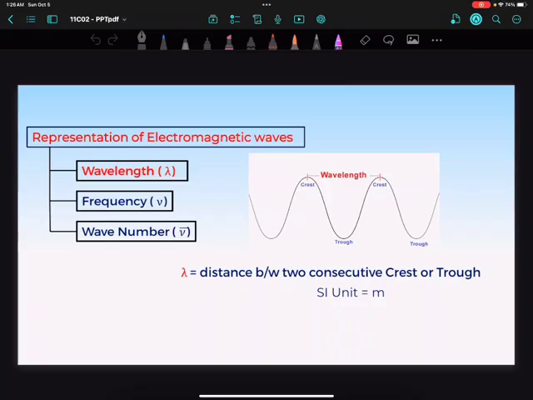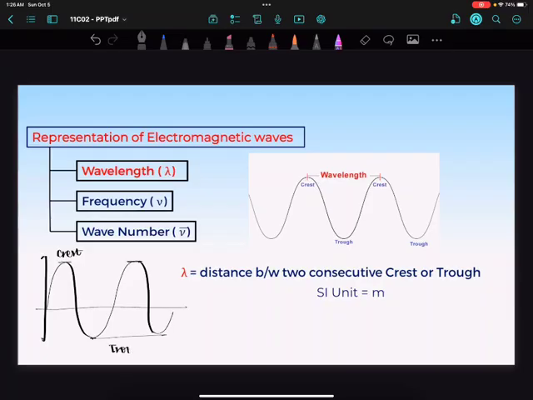So we can see when there is a propagation of the waves, this point is known as the crest and this point is known as the trough. So crest A to crest B, the distance can be given as lambda. So lambda is equal to A to B. The SI unit is meter.